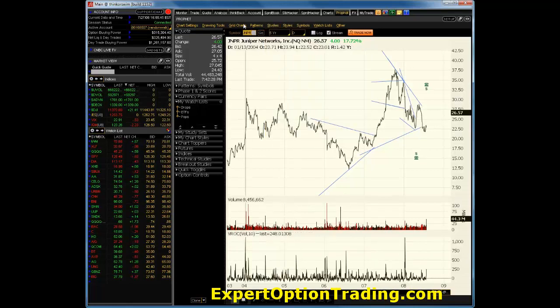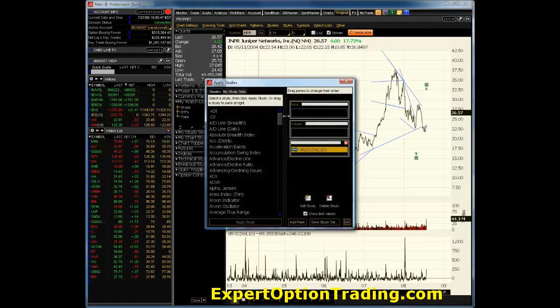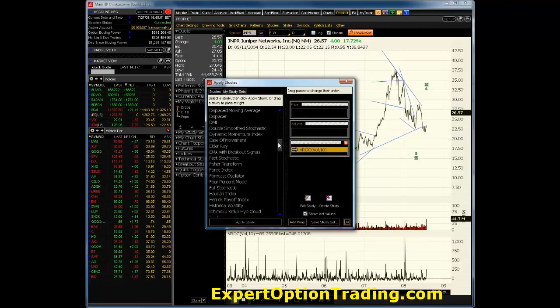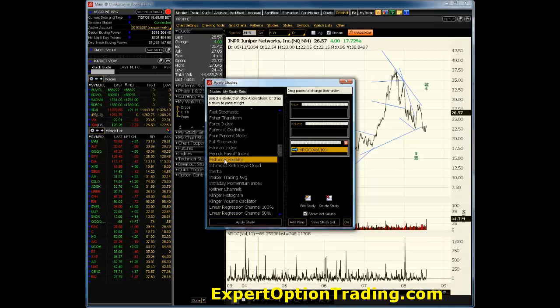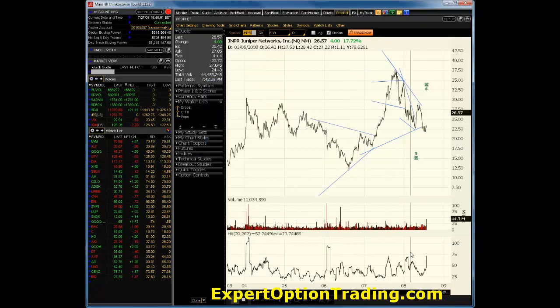And then what I'll do, just to show you how this is set up, is go into my studies, go to apply studies, and in the left hand box here, all you have to do is scroll down until you get to historic volatility. Just take that and drag and drop it right into your window, and it will automatically call up the historical volatility.